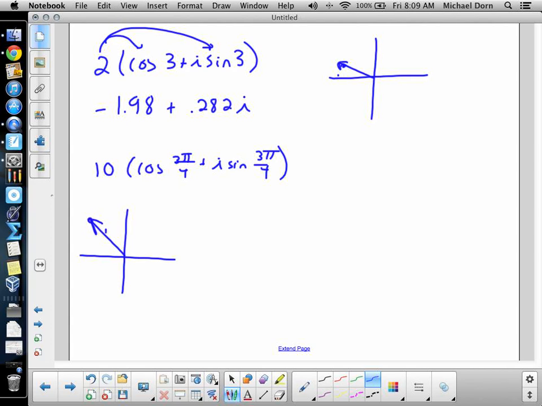So I'm at a radius of 10. There's 3 pi over 4. Just so you know where you're going to wind up. Cosine of 3 pi over 4 is -√2 over 2. Sine of 3 pi over 4 is +√2 over 2. So that gives me -5√2 plus 5√2 i.